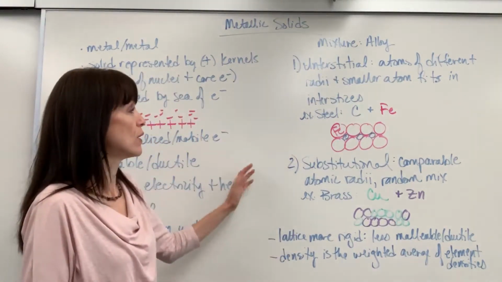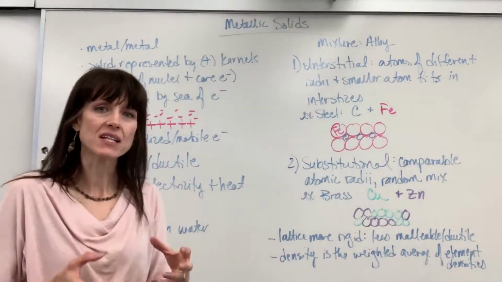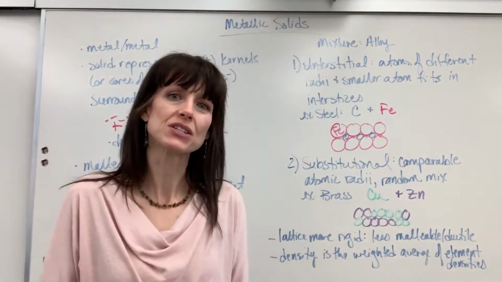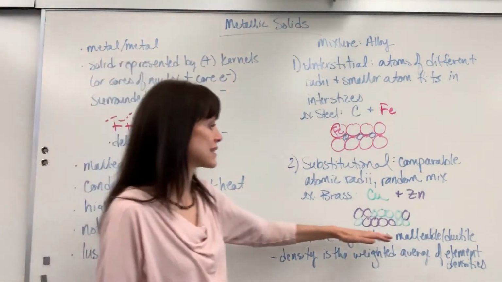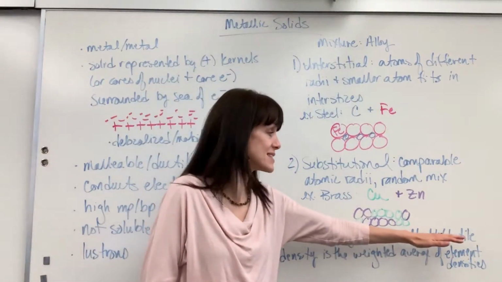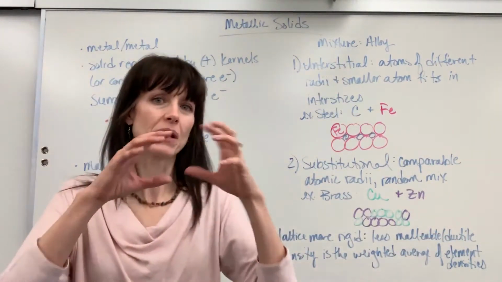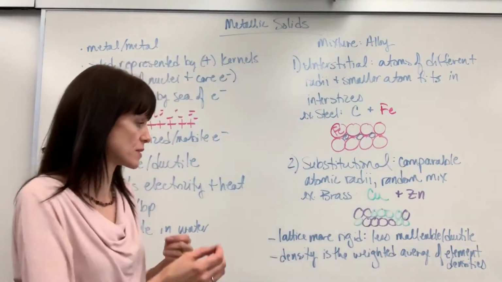Now, the outflow of alloys: the lattice becomes more rigid because it's a mixture, which means that it's less malleable and less ductile. It's harder. It's going to be harder to form, to move, to bend, and to pull.